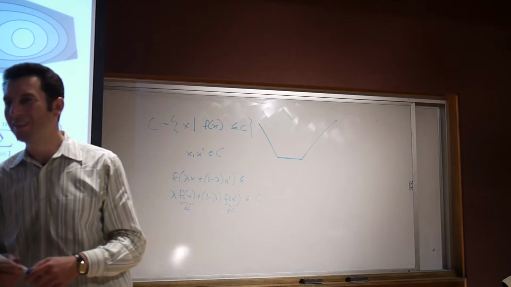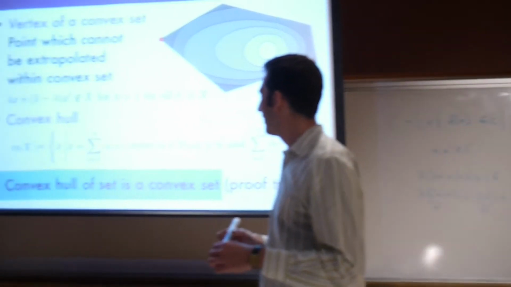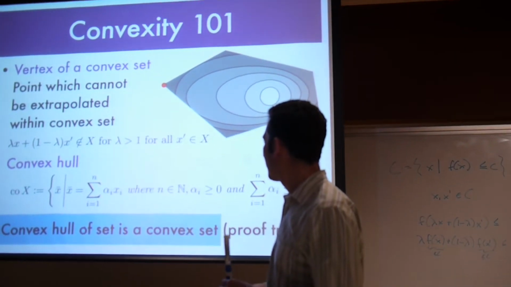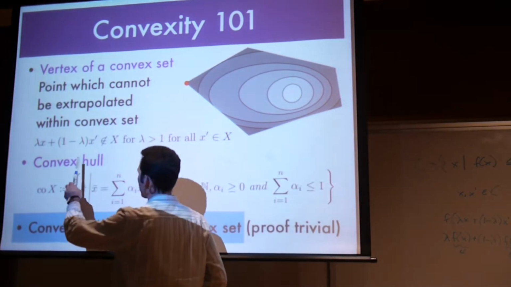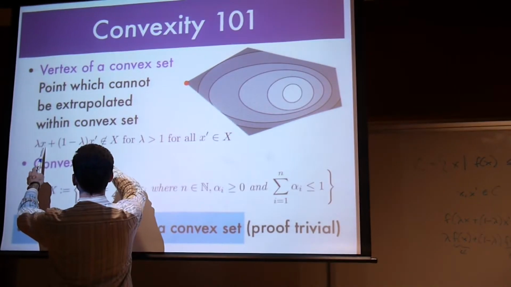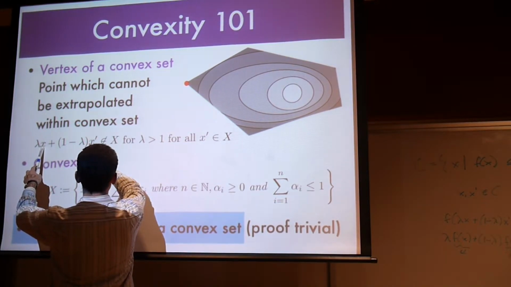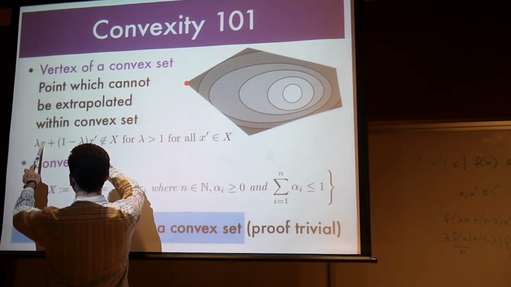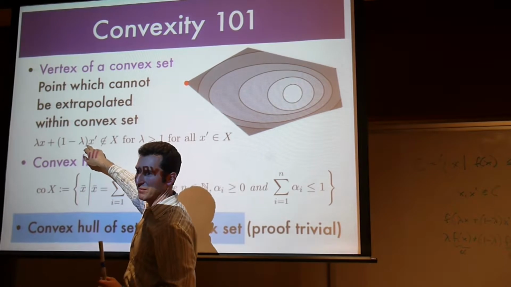You have a question? The first definition? Yes, x prime, not x. Yep. So basically, what I'm doing is I'm picking two points in my convex set, and I'm saying, I take the line segment between x and x prime, and I extrapolate it beyond x prime.